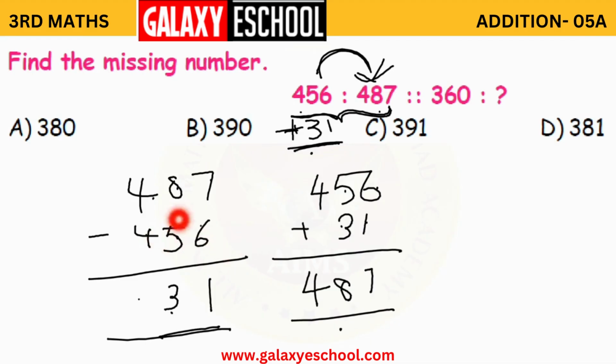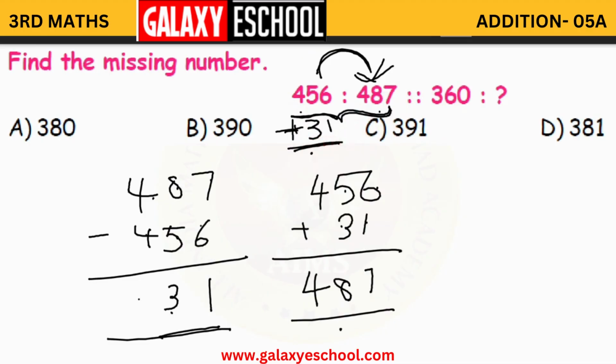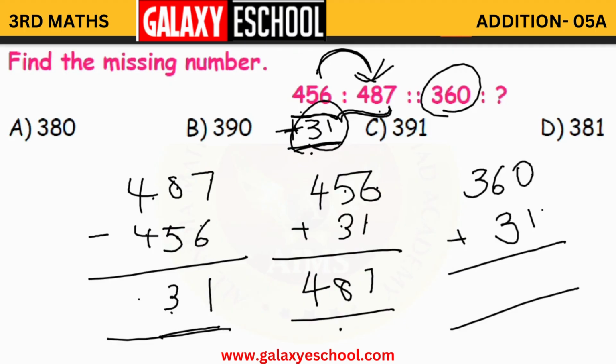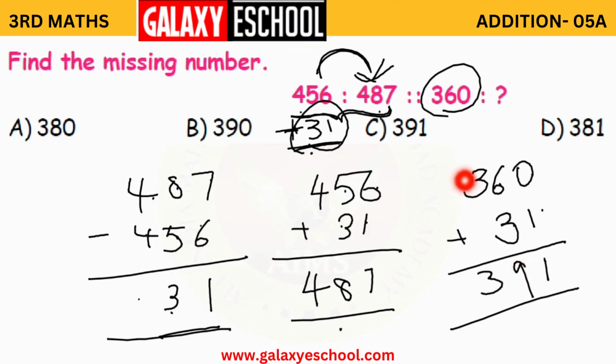How did we find out that? First we subtracted both the numbers, we got 31. So what did we find out when we add 31 to 456? The answer is 487. In the same way, we should add this same number 31 to 360. 360 plus 31 becomes what? 0 plus 1, 1. 6 plus 3, 9. 3 plus 3 will be written as 3 only. So 360 plus 31 becomes 391.